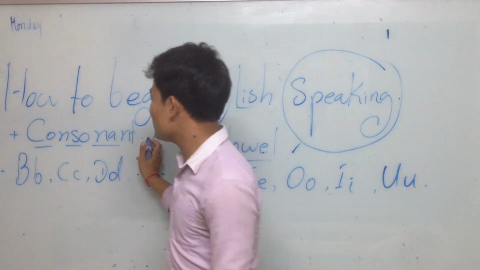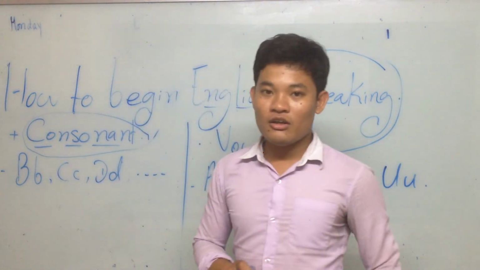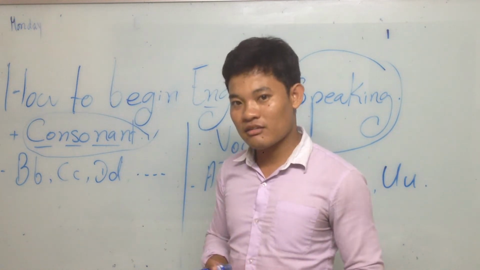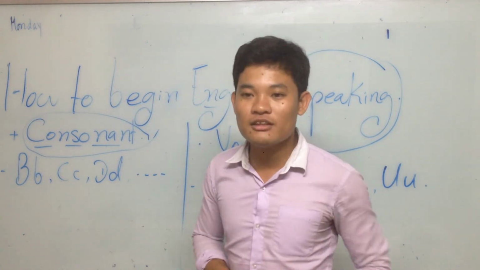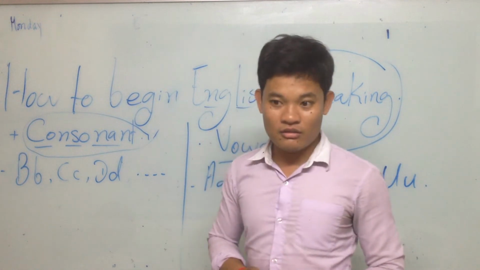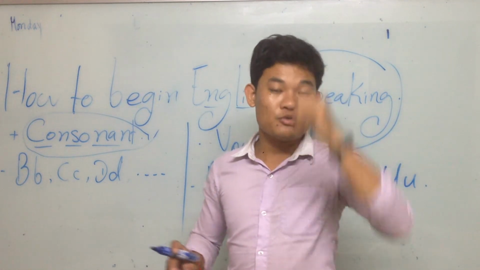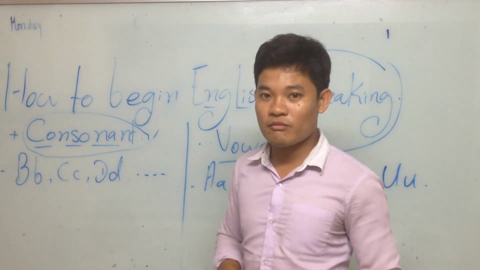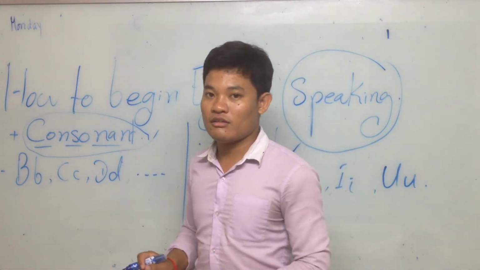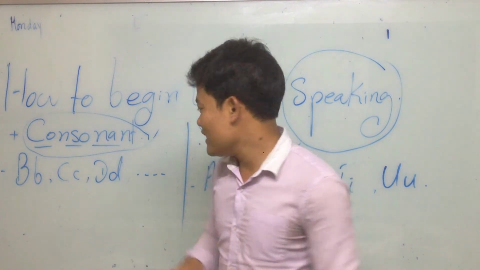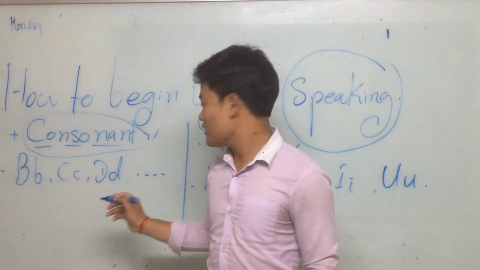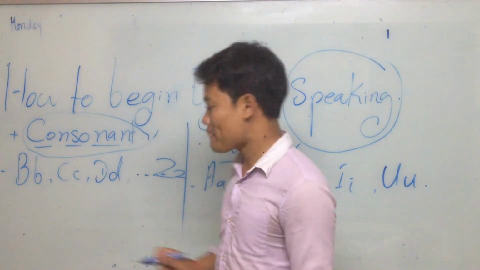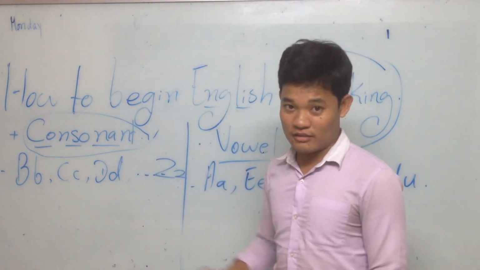Do you know what a consonant is? A consonant is a letter, or we can say the consonant is a symbol of the language that we use to note down a meaning or to note down a sound. Alright? Then we have B, C, D and so on. Okay? This is a consonant.